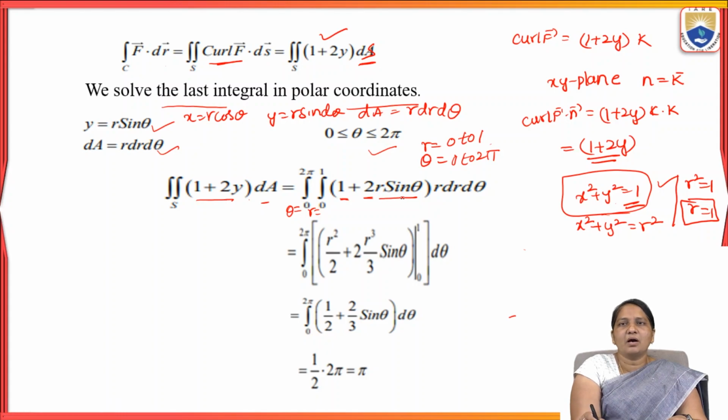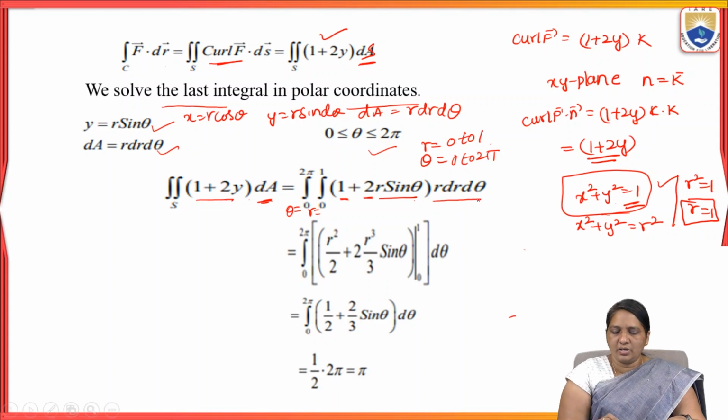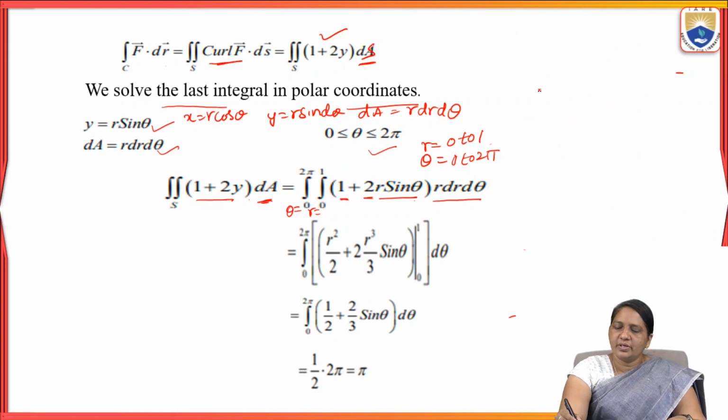I am replacing here y with r sin theta. What is the dA value? dA value is r dr d theta. Now I am going to simplify this one. So here integral 0 to 2 pi, integral 0 to 1, 1 plus 2r sin theta, r dr d theta.